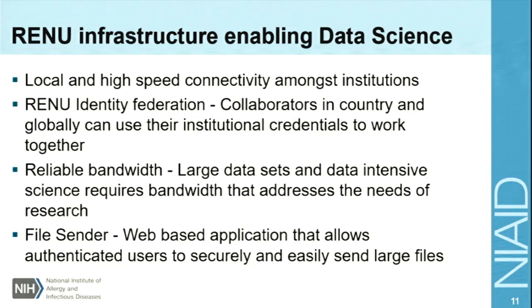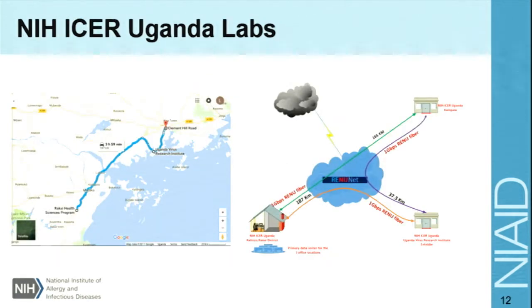Reliable bandwidth. Large data sets and data-intensive science require bandwidth that meets the needs of the researcher. Then RENU also has another service it offers, which is the file sender. This is a web-based application that allows authenticated users to securely and easily send large files. So we couldn't do all this without RENU.